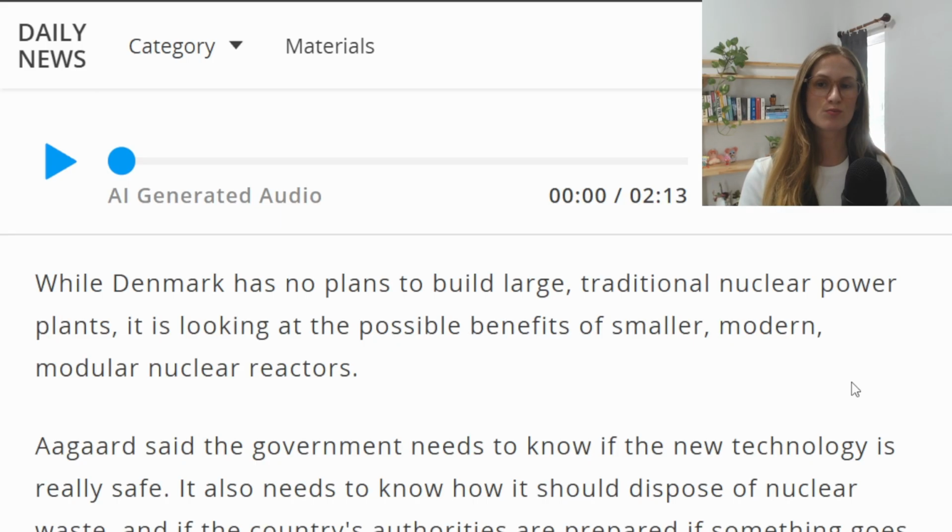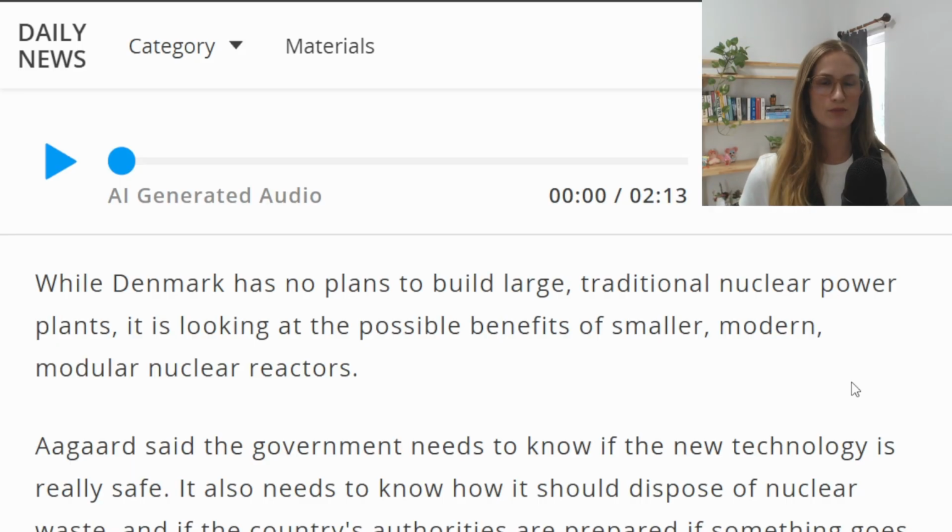While Denmark has no plans to build large, traditional nuclear power plants, it is looking at the possible benefits of smaller, modern, modular nuclear reactors. So they have no plans to build traditional nuclear power plants, meaning that they will use the ones they already have. They're not going to build new ones. It is looking at the possible benefits, the future benefits of smaller, modern, modular nuclear reactors.